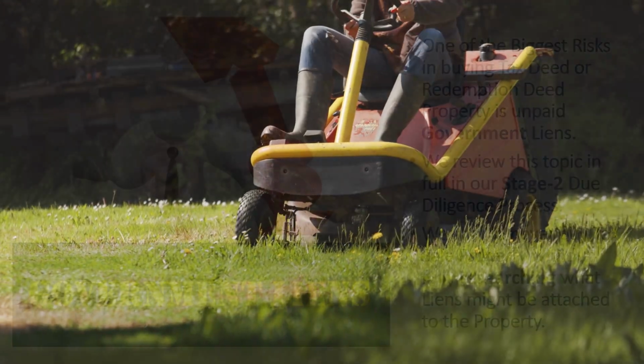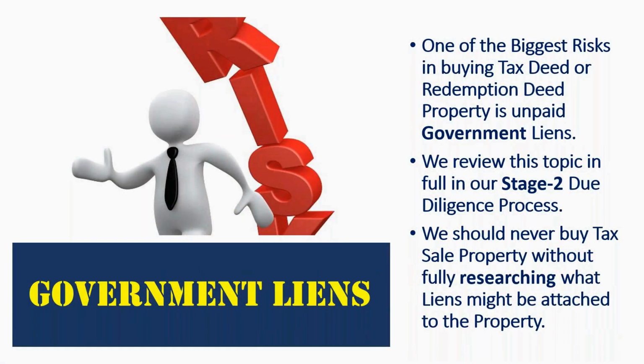One of the things we need to do to make sure we're covering ourselves is know how to research and find those liens if they are attached to the property. We can figure out what kind of lien they are and how much they are for, so we can see if it's going to change the numbers on the deal enough that we need to move on to another property. So you never want to buy tax sale property without fully researching what liens might be attached to it.